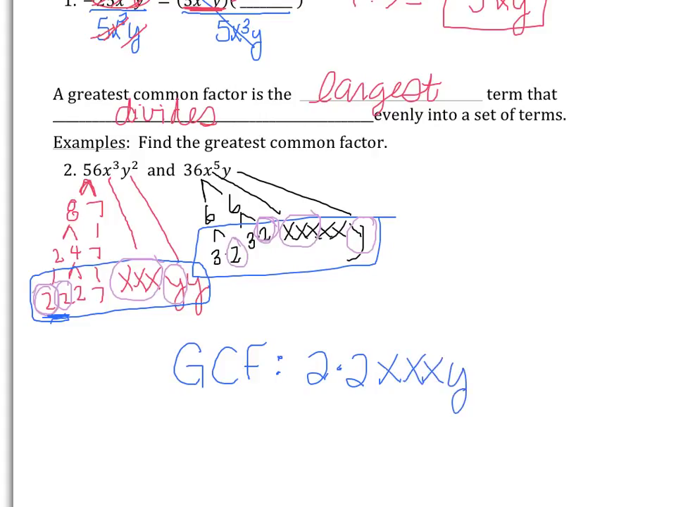So understand, I'm going back and getting just the numbers and variables that I circled. Now we want to multiply that out. 2 times 2 is 4, and then x times x times x is x to the third, and then we have y. So the greatest common factor that we can divide out of both of these terms evenly would be 4 times x to the third times y. That's how you're going to work these problems.